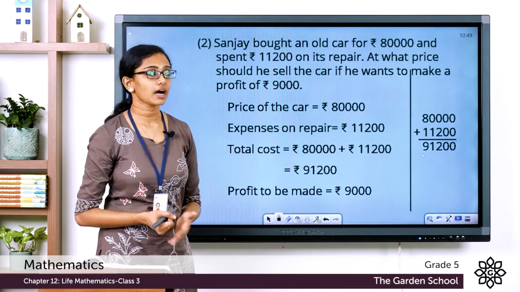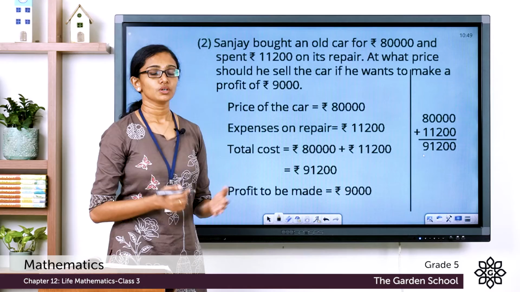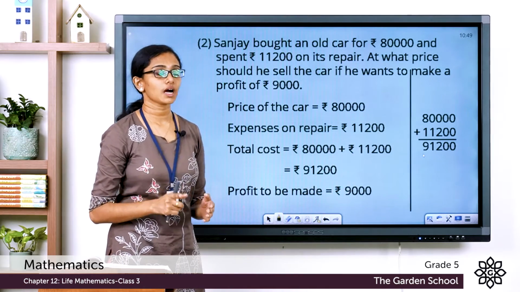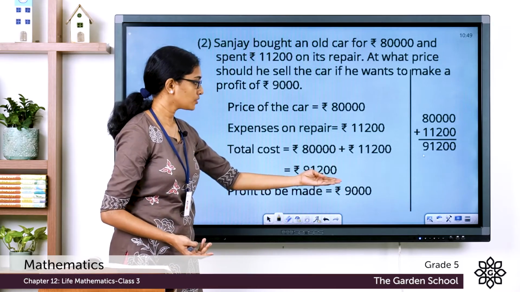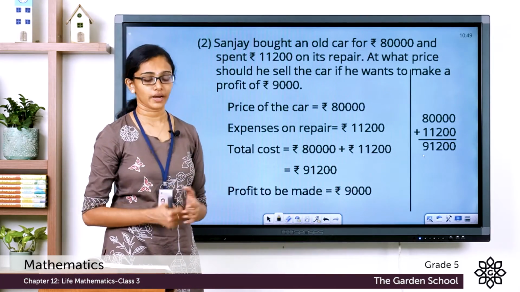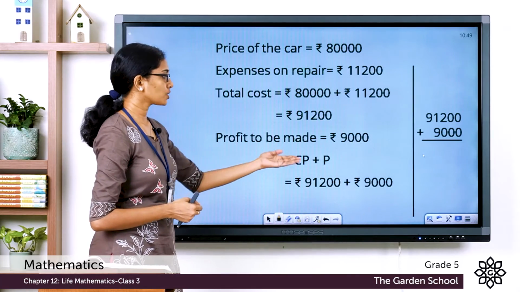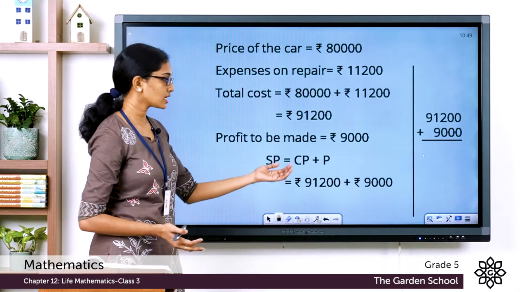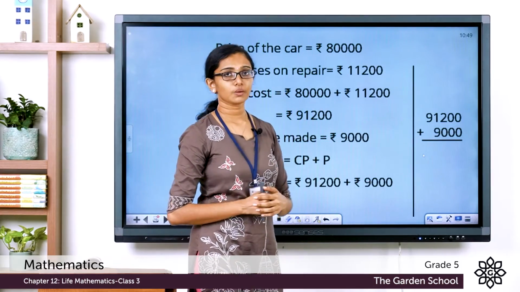Now he wants to sell the car and he wants to make a profit of rupees 9,000. So he should sell the car at a price rupees 9,000 more than rupees 91,200, right? So let's see the steps. The selling price should be equal to the cost price plus profit, that is 91,200 plus 9,000. Let's do the sum in the working column.